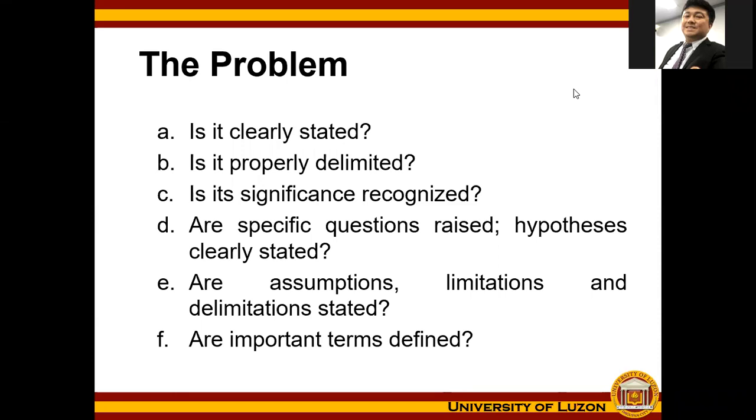Then we have hypothesis. Hypothesis is only required when the study is all about correlation, association, or comparison and the like. Okay, so that's for hypothesis. Only the groups that are into association study or correlation study will be required to have it as part of the first chapter, the problem and its background, with the hypothesis stated in its null form.